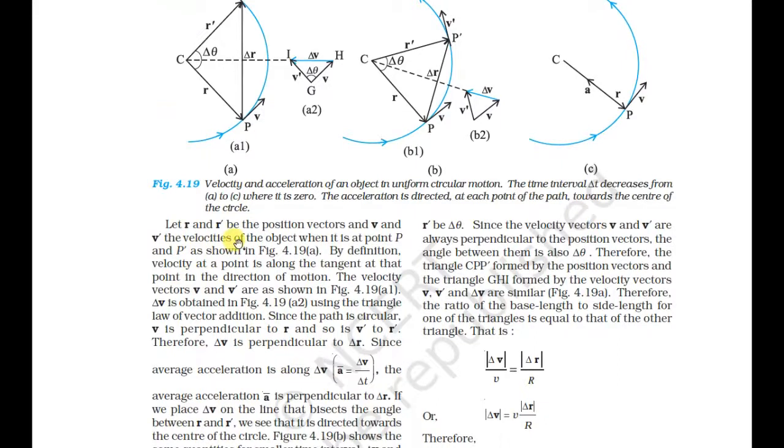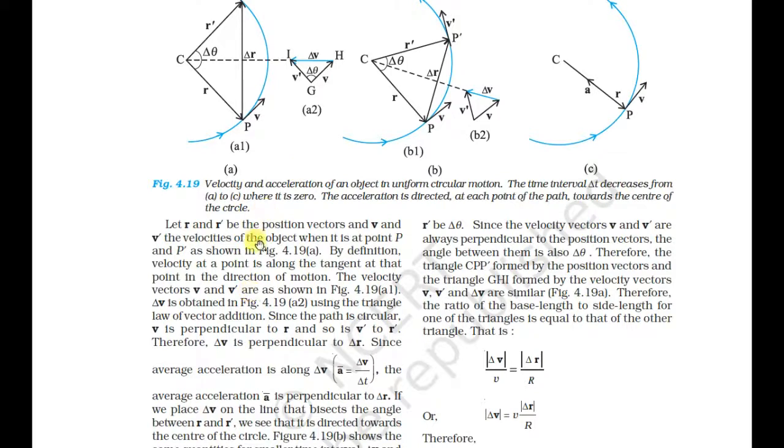Now let r and r dash be the position vectors of the object when it is at points P and P dash, as shown in the figure. By definition, velocity at a point is along the tangent at that point in the direction of motion. The velocity vectors v and v dash are shown in the figure. The value of delta v is obtained in the figure using the triangle law of vector addition.